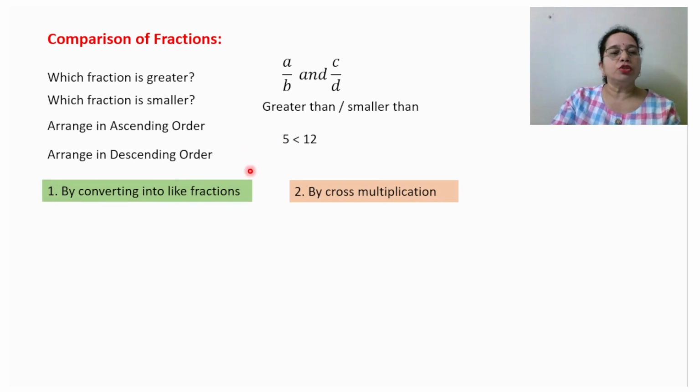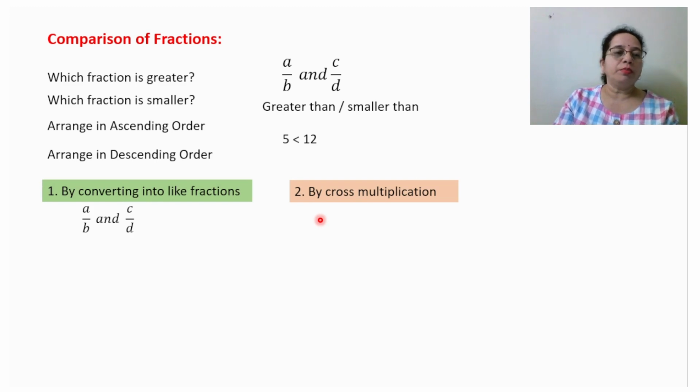So here we will use two methods. The first one is by converting into like fractions and the other method is the cross multiplication method. At the same time I will tell you how to solve in short for fill-up type questions. So let us start with the first one.